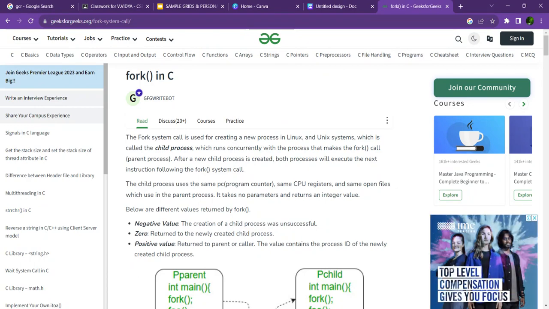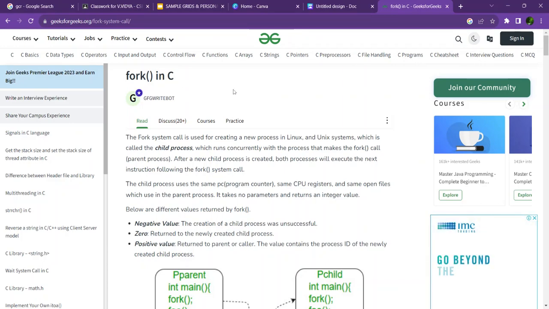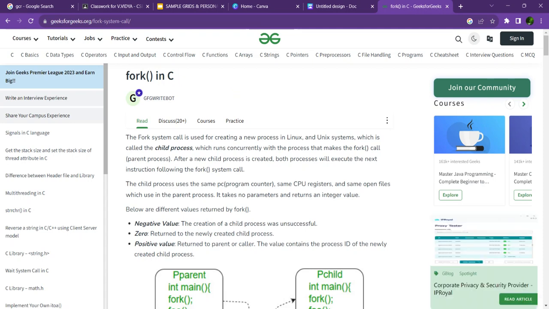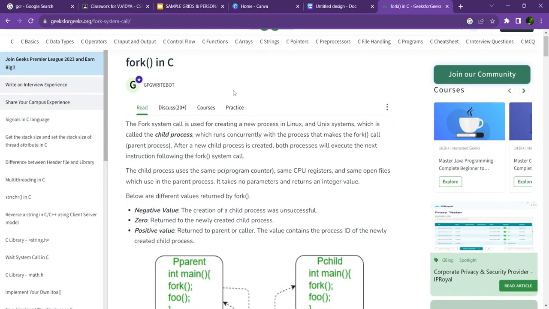Today we will be discussing an important concept called fork, which is the base and starting concept for the program operating systems. As we all know, operating systems is a very important course for your placements. Not only placements, it is also a core concept for the students who are studying computer science systems. Now, let us start our class.